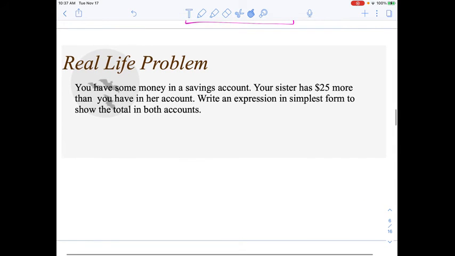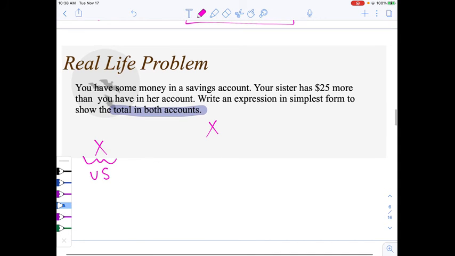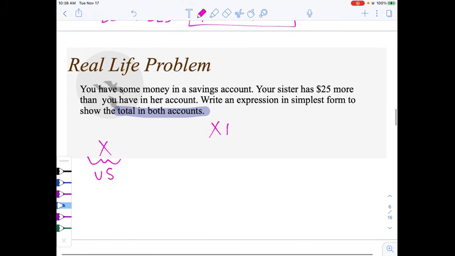All right, this next one hopefully is a little bit easier. It says you have some money in a savings account. Your sister has $25 more than you have in her account. Write an expression in simplest form to show the total in both accounts. Okay, so we know we have some amount of money. We have X. This is us. That's our amount. We know our sister has that same amount, but $25 more. So our sister has that same amount plus $25 more.